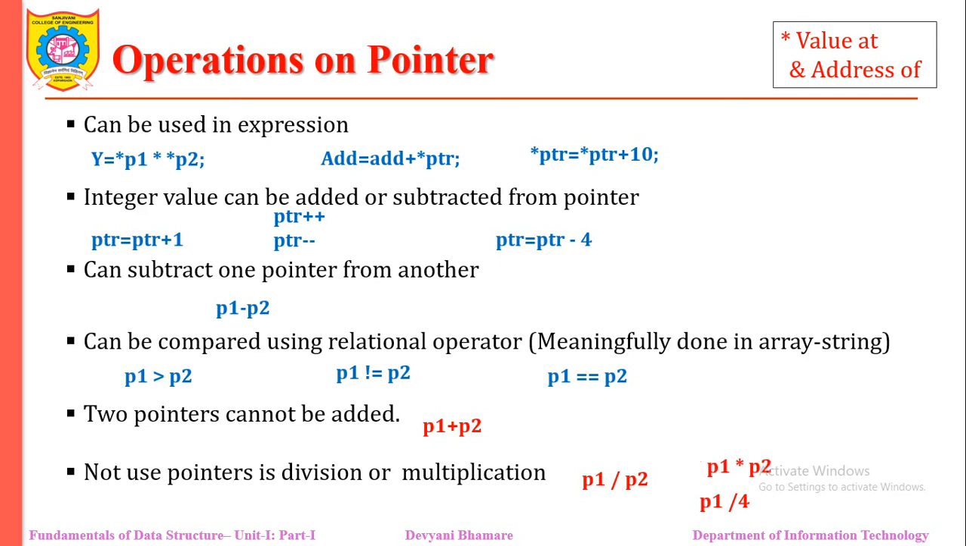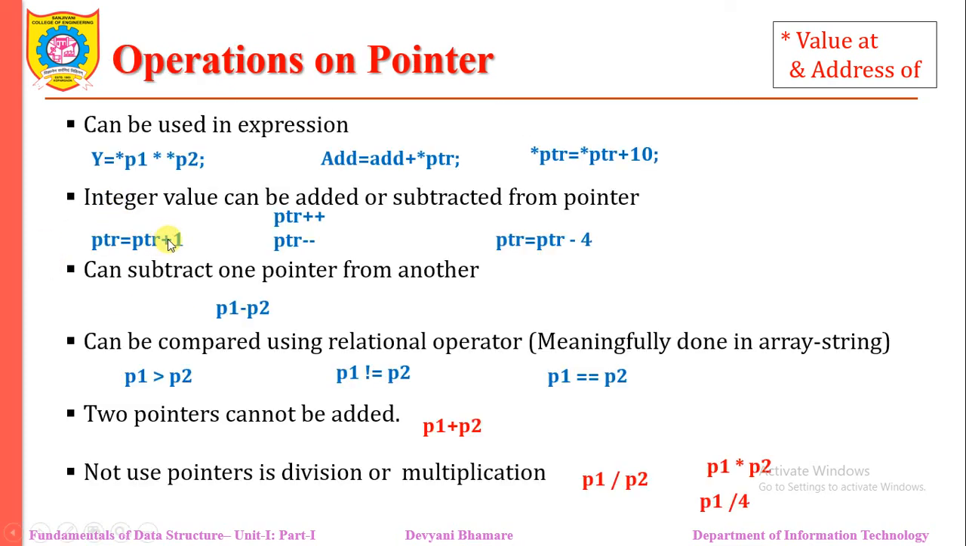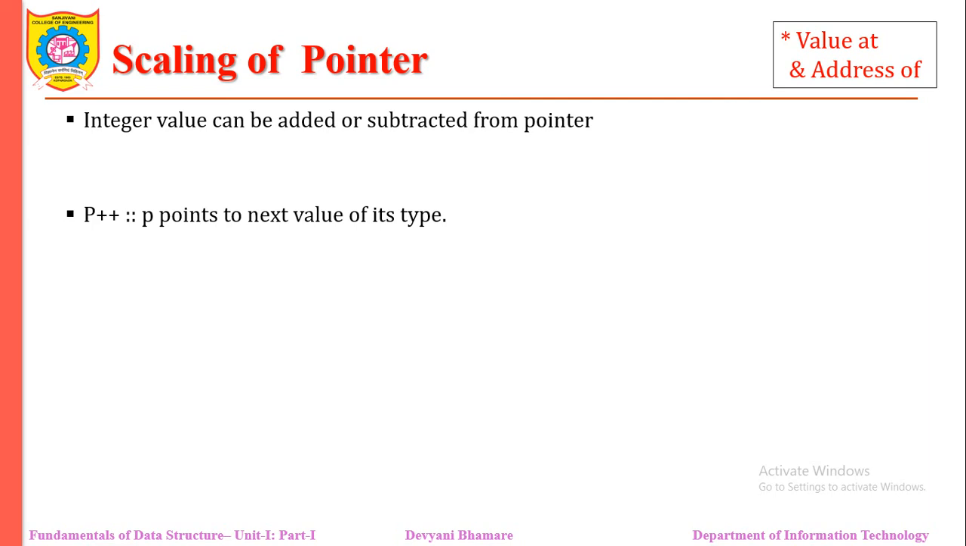While we are saying that PTR is equal to PTR plus 1, it means the pointer is pointing to the next address, increased by 1. What does happen? Is it the case that PTR points to 1000 and when we say PTR plus 1, PTR points to 1001? Definitely not. What is happening actually over here? When we say P plus plus or PTR plus plus, this indicates that P points to the next value of its same type.